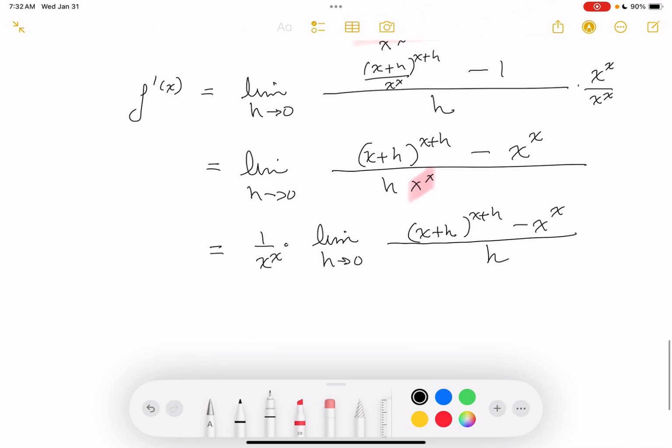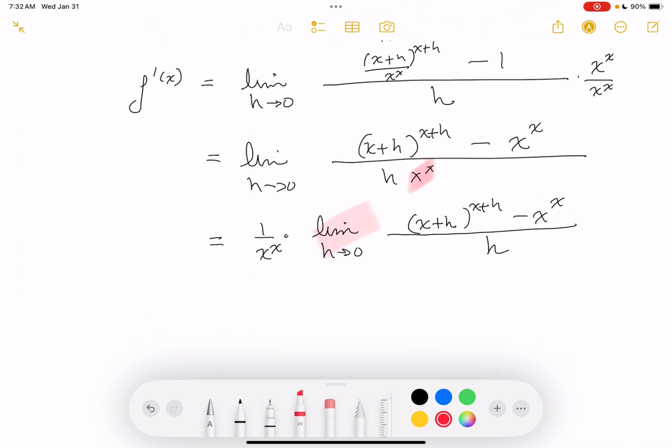But I'm starting to recognize this as being the definition of the derivative of this thing. And what would you get? x plus h minus... yeah, it's the same thing, exactly that, all right? Now what do I got over here?